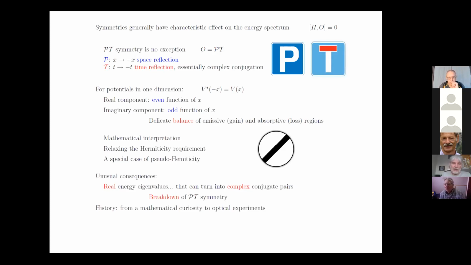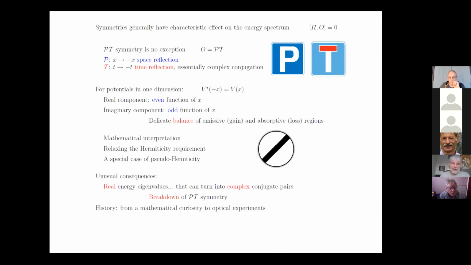If you go to the mathematical interpretation, it corresponds to relaxing the hermiticity requirement, and it is a special case of pseudo-hermiticity, as we know. And it has unusual consequences. There are real eigenvalues, which was a surprise in the beginning, because when one was considering complex potentials, everything turned complex, and hermiticity and orthogonality were lost.